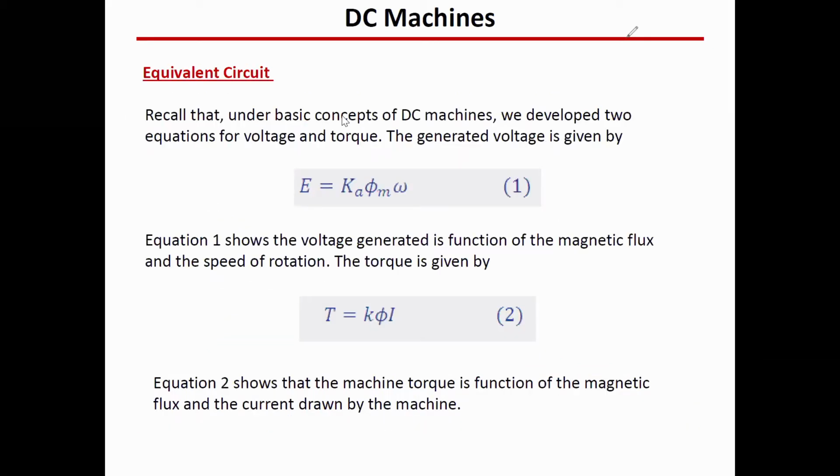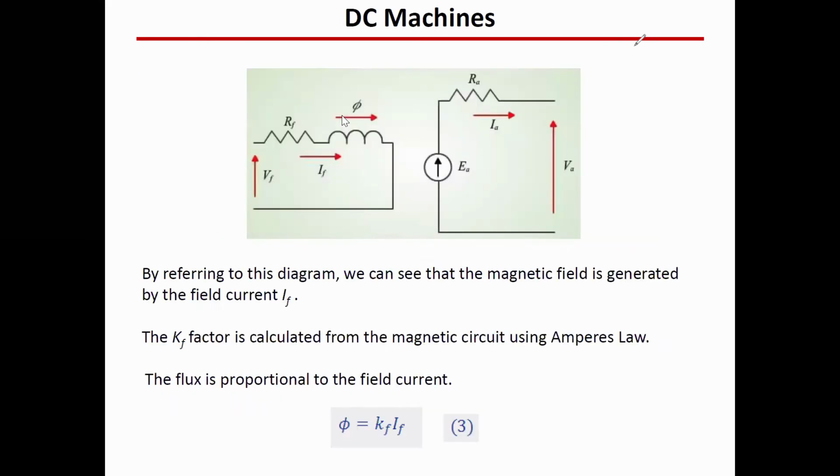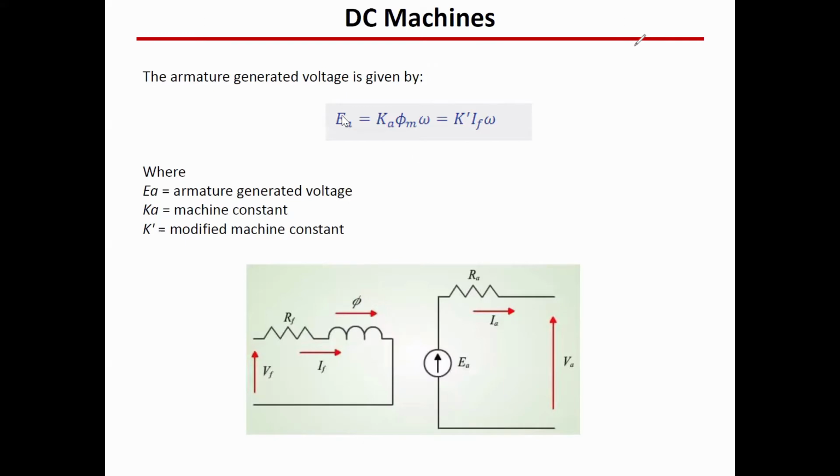So just revising a couple of equations also here and there. E, which is the voltage, but now it's the voltage generated. So we generate this voltage equal to K flux omega. Torque is equal to K flux IA. This is IA. And we know that we can replace this with IF. Nothing new here. So this is when we replace flux with IF.